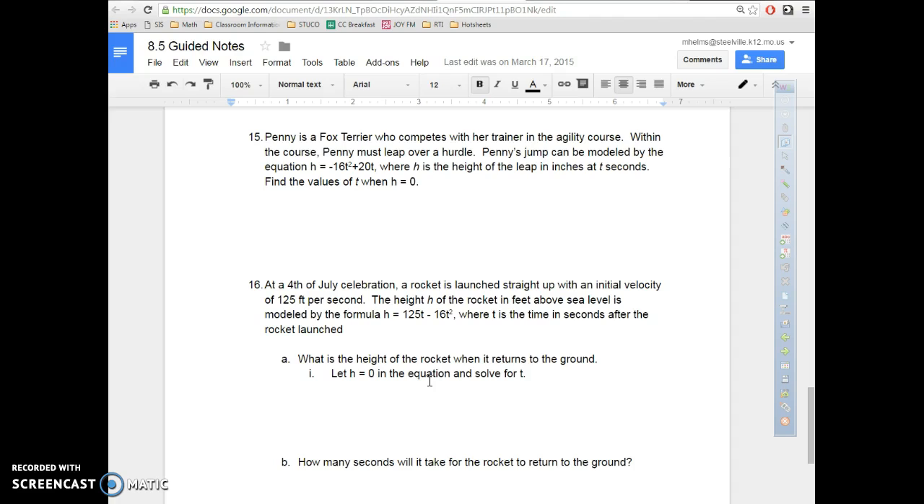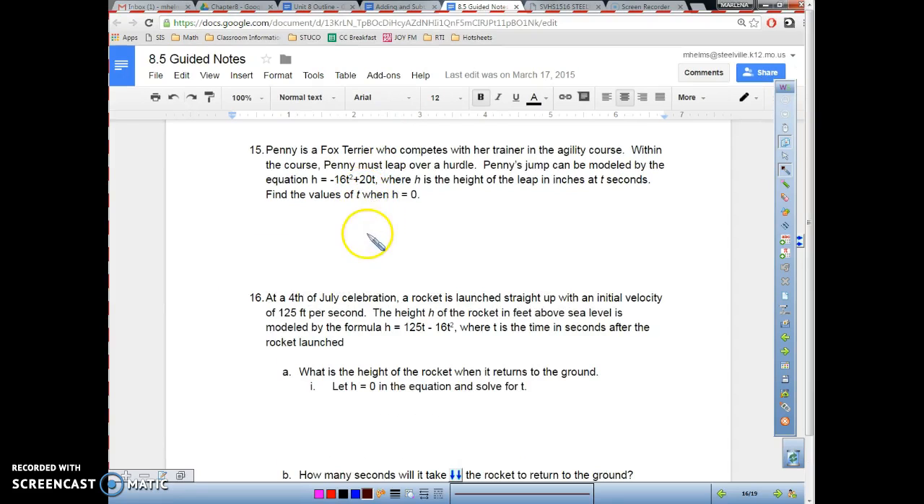So hopefully you've already done that. You've pushed pause, you've underlined the things that are important. So right now we're talking about Penny, and her jump can be modeled by the equation that they gave us, where h is the height of the leap in inches at t seconds. Find the values of t when h is equal to 0. So we want to know that when the height is 0, what is our time?